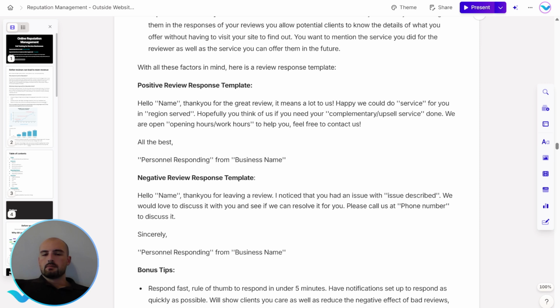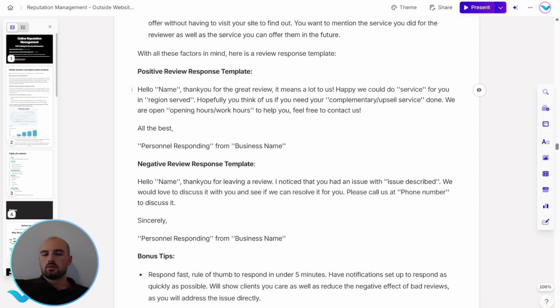So, positive review template. This is just a basic template that I would recommend for most businesses who don't want to break their heads about it. Obviously, you want to respond in a very personalized way. But if you just want templates because you have too many and you don't want to break your head with everything, I would say: Hello [name], thank you for the great review. If it's a positive one, it means a lot to us.